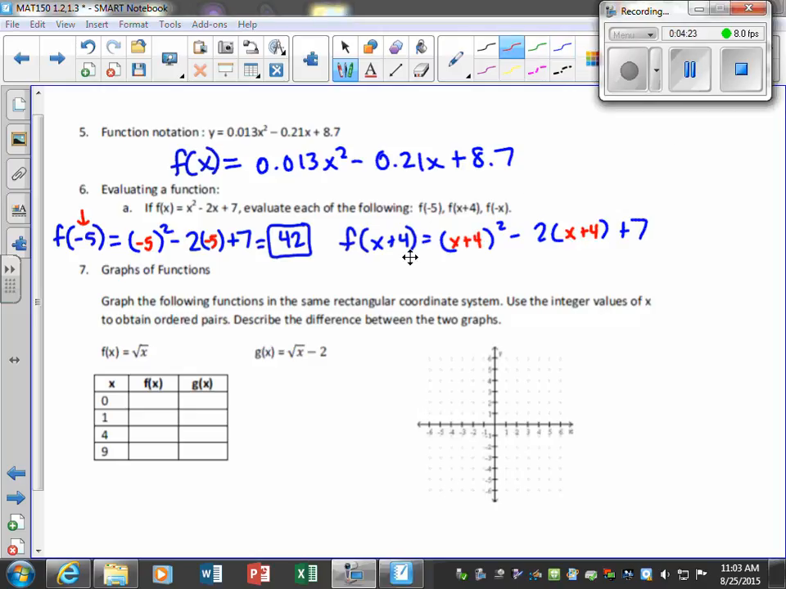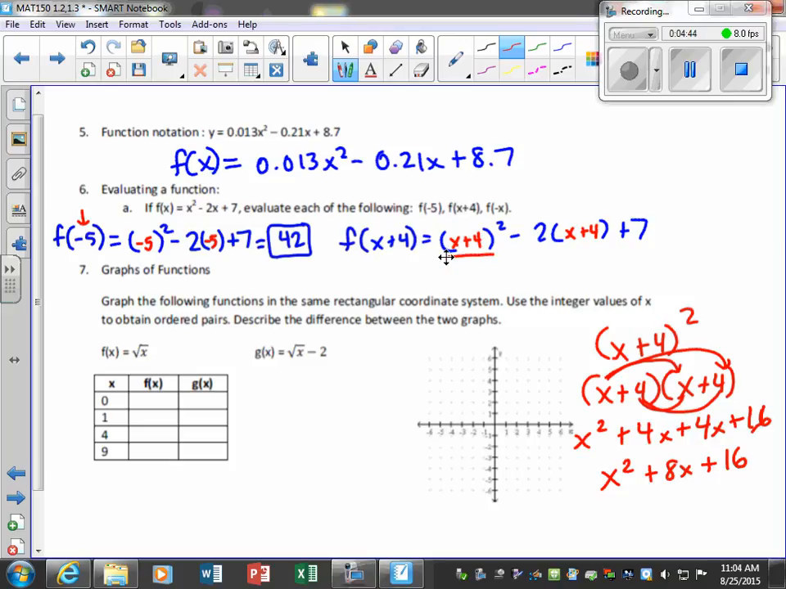When I substitute x plus 4 into the function, this is what I get. Now we want to actually go out and simplify this. So off to the side, you will need to FOIL this out and then distribute this -2 to this parentheses, and then we want to add like terms.